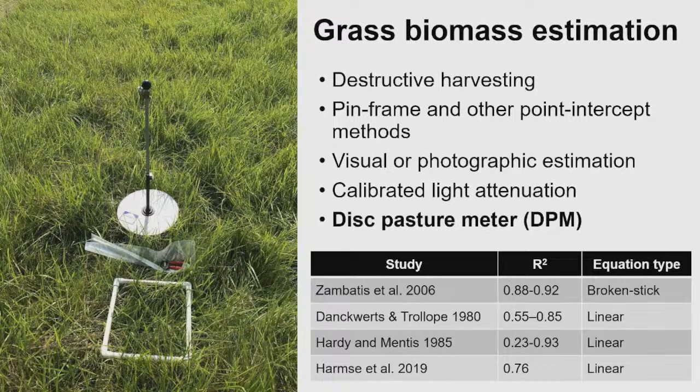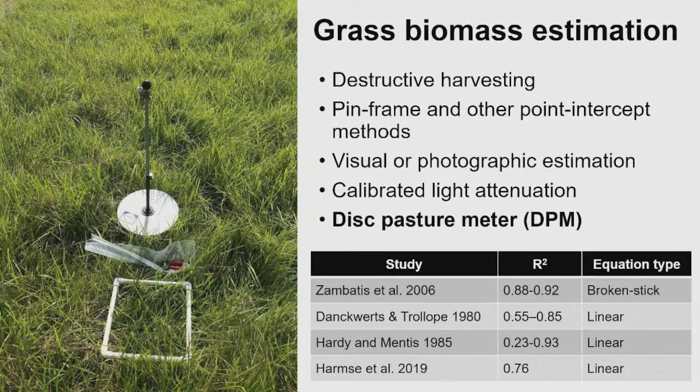And so as a quick reminder, these are sort of the standard field-based methods for estimating grass biomass. Importantly, all of these involve this first initial step, which is that they have to be parameterized with destructive harvesting, right? So you would go out to a site, you would measure the grass biomass with one of these non-destructive methods. This is a disk pasture meter, but there's also other visual point intercept methods. And then you'd harvest the grass right here, dry it, and weigh it.